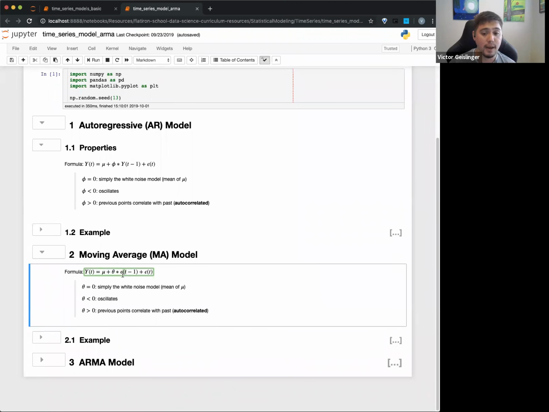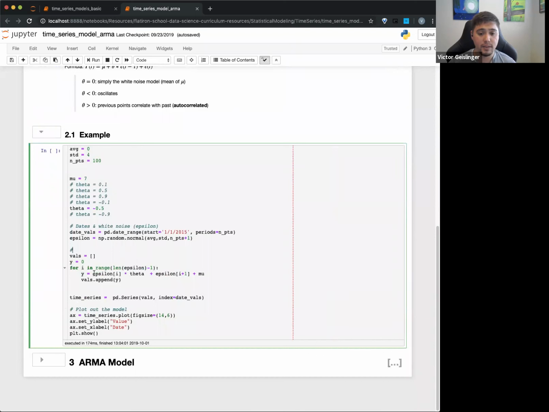So note that if we basically get rid of theta, essentially it becomes the white noise model, right? If we have theta less than 0, we have an oscillation, right? So basically the previous point is going to be the reverse of this. And then if theta is greater than 0, we're going to have things that are correlated with the past, which gives us autocorrelation. Okay.